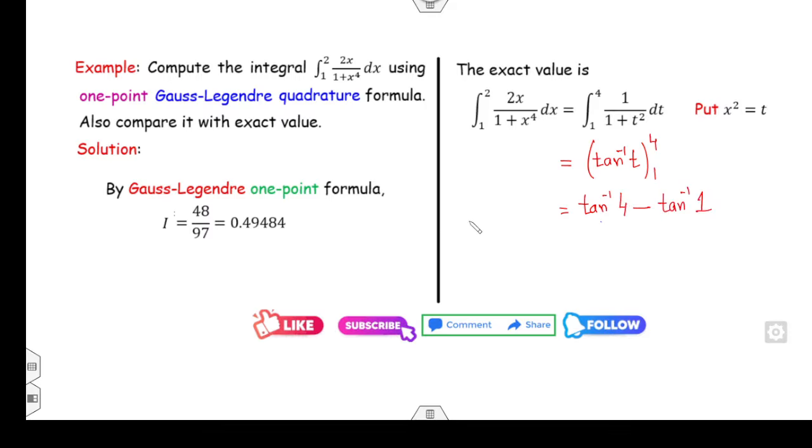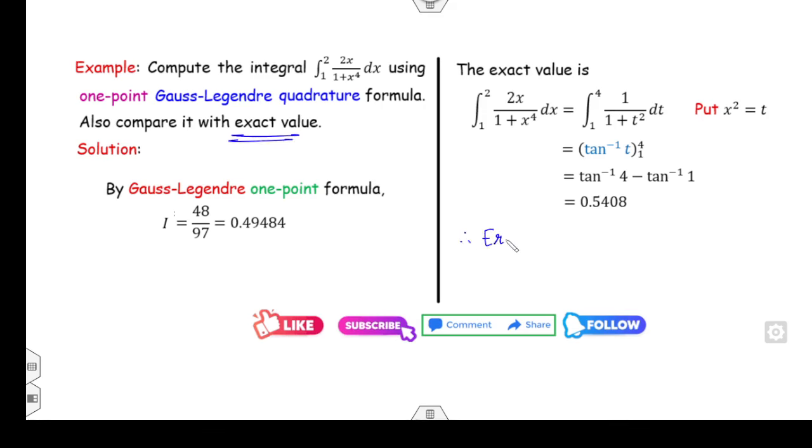Make sure once you calculate your answers of sine, cosine, tan and so on, your answer must be in terms of radians. So after the calculator, you can get the answer as 0.5408. So you can get the error. So exact value is 0.5408. Approximate value is 0.49484. You will get the error as 0.04856 is the right answer.